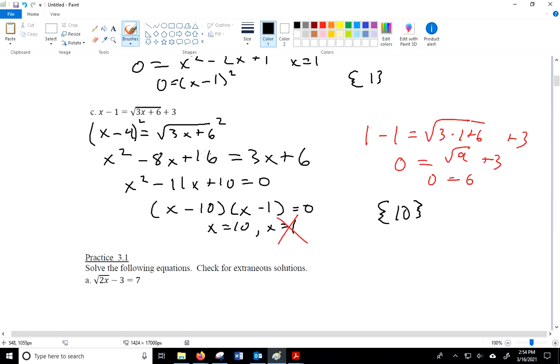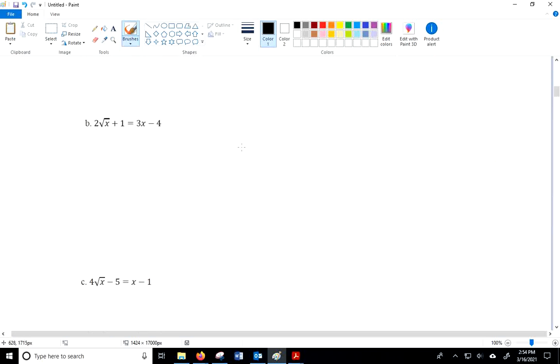Okay, I have a few practice problems for you. A little bit of a warning on B and C. You're going to have a number in front of the radical. And if you can divide by it without getting a fraction, do so. But otherwise, don't divide by it. Just square both sides with that number there. All right, pause the video and give it a try.